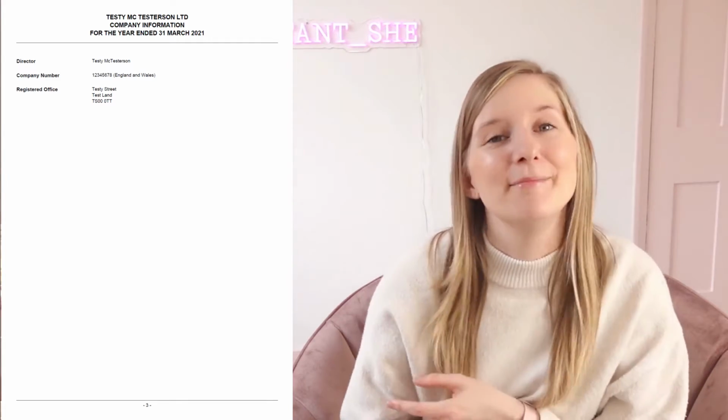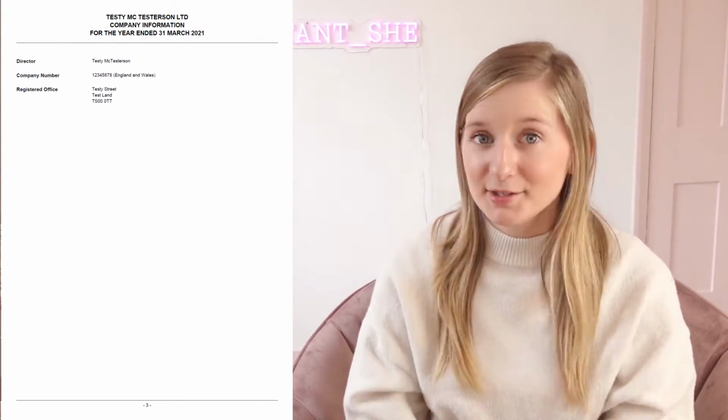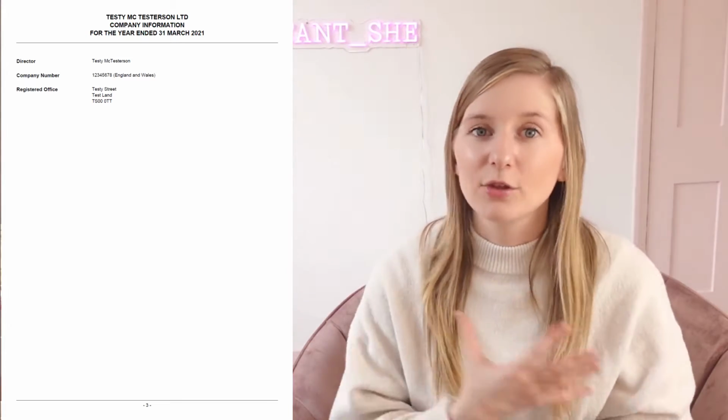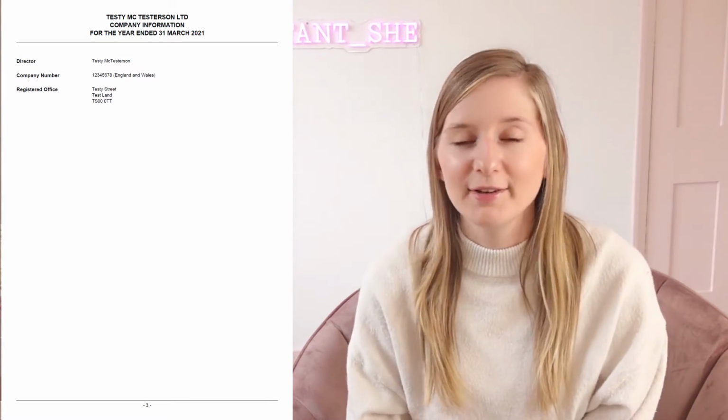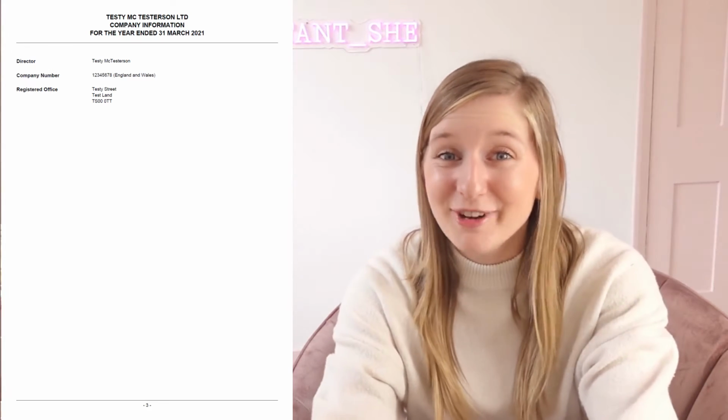Okay, so page 3 is your company information. It states the name of the directors, the name of the shareholders, the company number, and the registered office of the business. So the first thing that we are asking you to do is to just review that information and check that it's correct. Sometimes people change address during the year, so this is just a quick summary for you to check that all of the information that we've drafted on those set of accounts is correct. So that's all we're asking you to do on page 3.